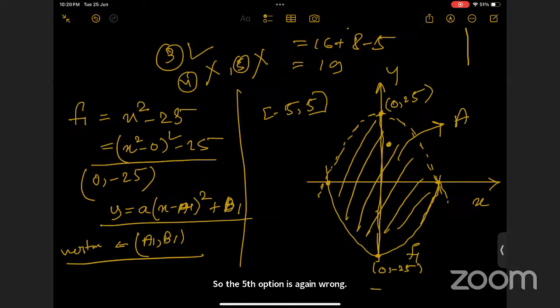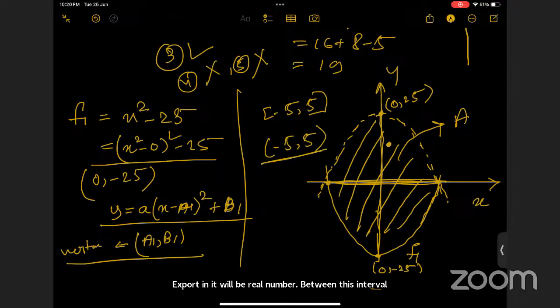Let's look at the sixth option. The sixth option is correct. The x coordinate will be a real number in the interval -5 to 5. But of the options, we can select only one. It is not a multi-select question. So the third option is correct. You can choose the third option because it is exactly the same.